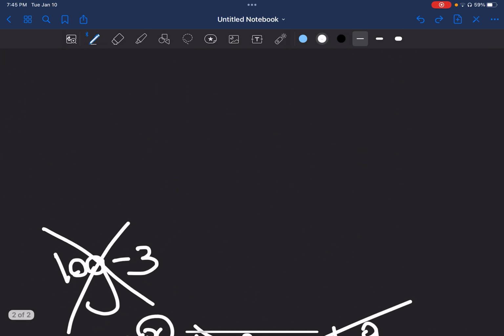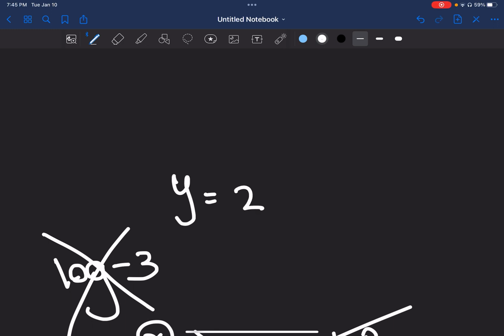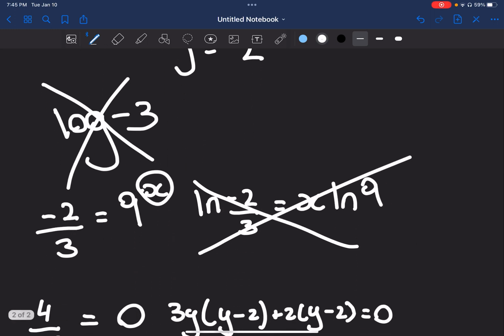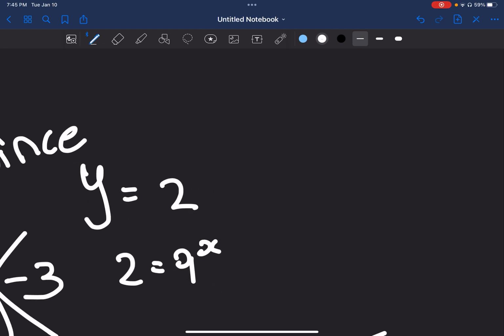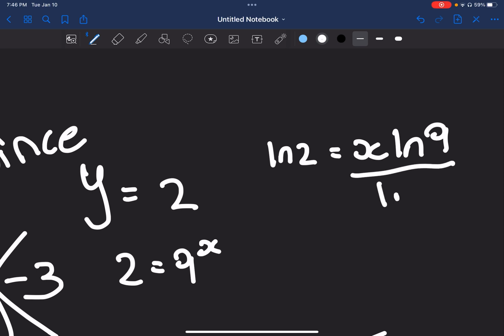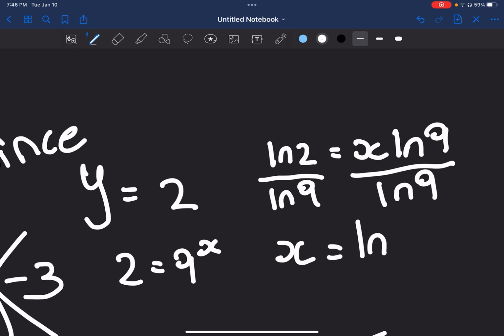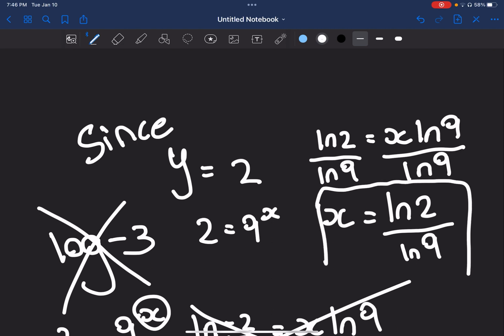So now we also know that y is equal to 2. Since y is equal to 2, we can say that 2 is equal to 9 to the x. Let me scroll up a bit so you're not as confused. Now we can use natural log. We'll say ln 2 is equal to x ln 9. Then to solve for x, we just divide both sides by ln 9. So x is equal to ln 2 over ln 9, and this can be your answer. Unless they ask for an absolute value of x, this could be your answer. By absolute, I don't mean positive, I mean an actual value.